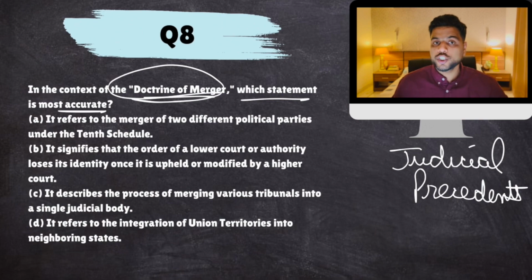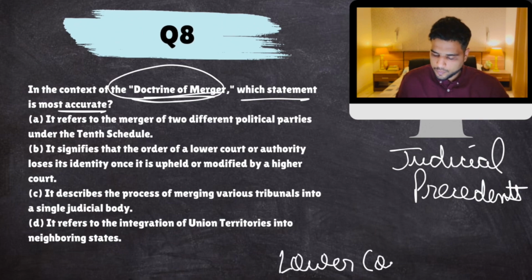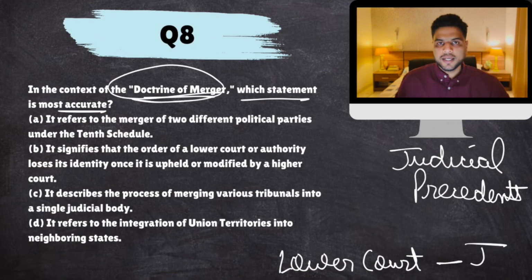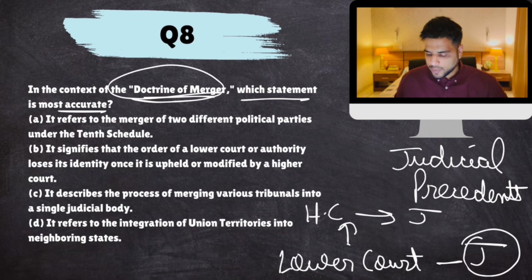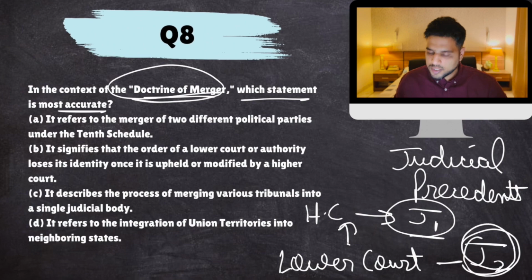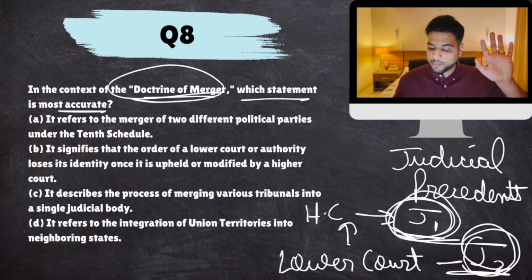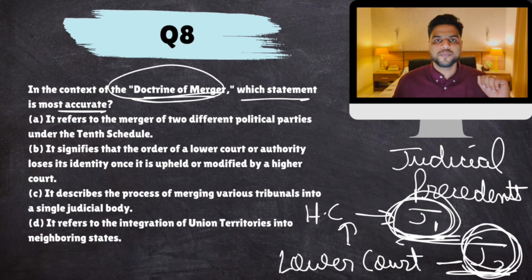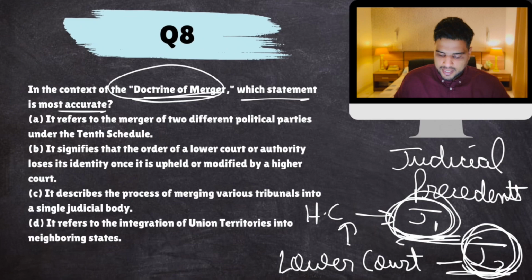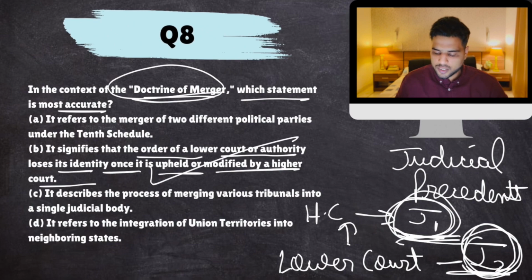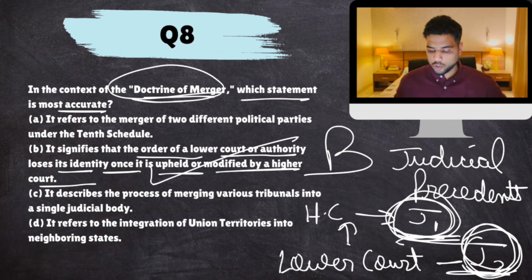Now the thing is, the doctrine of merger says that when a lower court gives a judgment, then the matter goes for appeal in a High Court, and the High Court gives a judgment. This judgment, let's call it judgment 2, judgment 1. Judgment 2 is absorbed in judgment 1. Now this judgment 2 has no separate existence. If anyone is going to show the judgment, they will have to show judgment 1, because now judgment 2 is subsumed under judgment 1. Okay. So it signifies that an order of a lower court or authority loses its independent identity once it's upheld or modified by a higher court. This is the doctrine of merger. Right? Next. Remember this, a question can be asked from the doctrine of merger. It was in the news.